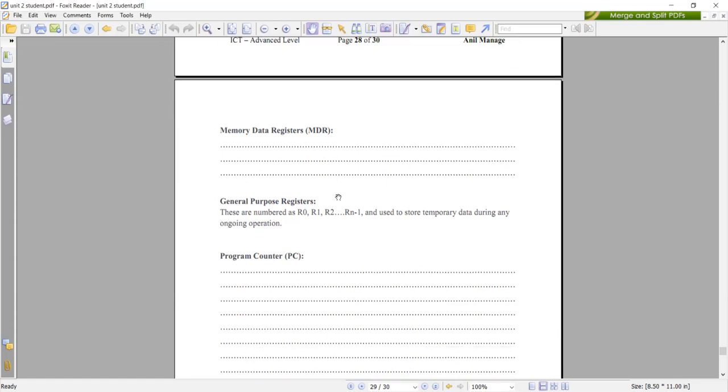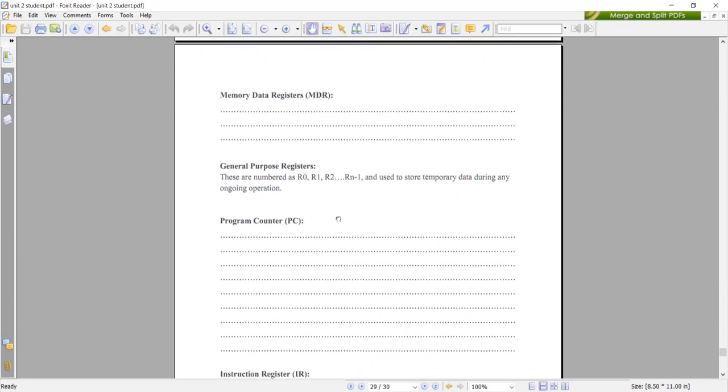So there are some general purpose registers. These are numbered R1 to Rn-1 and used to store temporary data during any ongoing operation, right? So that is called general purpose registers, R1, R2 and all that.